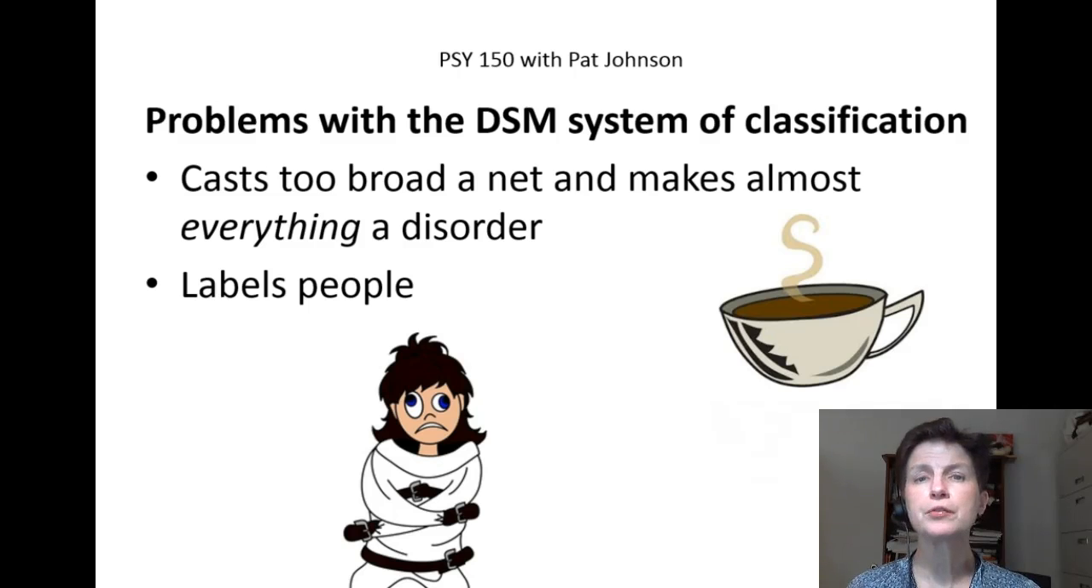So that's a brief overview of the DSM System of Classification. It has its problems, but it's the best system of classification for mental illnesses out there. And it's the basis for the rest of the chapter.